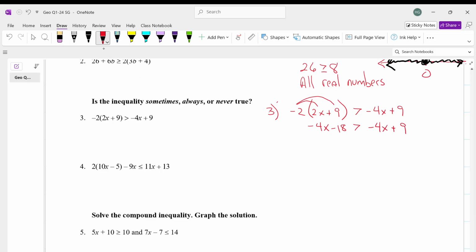Again, we've got the negative 4x on both sides of this inequality, so we can cancel it out. We bring down the negative 18, greater than positive 9. And negative 18 is never greater than positive 9. So this is a never.